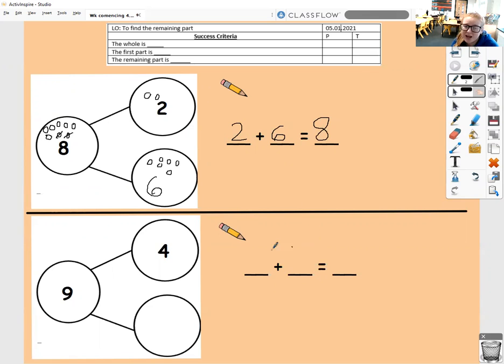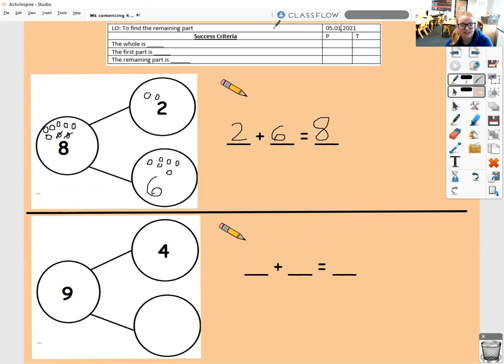Fantastic. I would now like you to pause this screen and have a go at this one on your own, on your piece of paper in front of you. You can send me your work at the end of the lesson. If you're not sure what your remaining part is, I would like you to draw out the amount of counters, just like I've done up here, to find your remaining part and fill in your number sentence. Off you go.